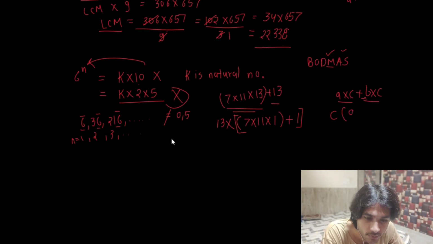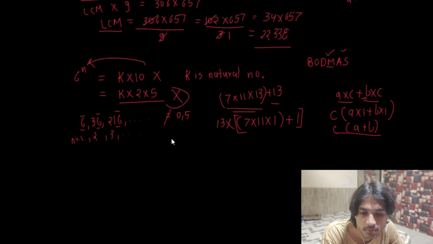So it will be a multiplied by 1 plus b multiplied by 1. So I will have c times (a plus b). Similarly, because this is being multiplied, this will be one single term, and this will be another term. And because 13 is a common factor of both of them, we can simply take 13 out of it.